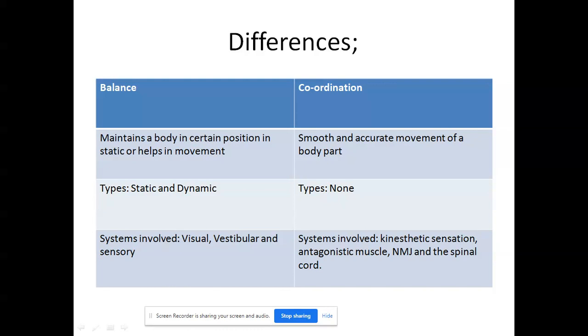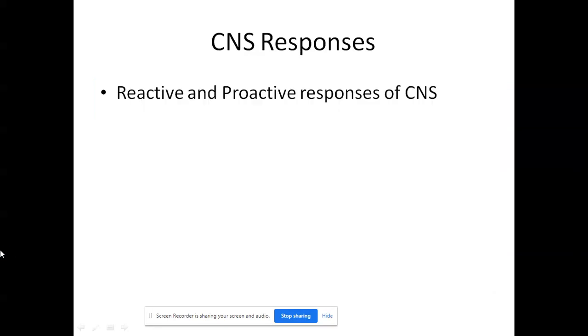The systems involved in order to maintain static or dynamic balance are visual, vestibular, and somatosensory. Sorry, it is not sensory, it is somatosensory. We already dealt with it in the last class. I'll still put up the link in the description box below. Coordination was a different video. You can go back to the videos and check if you want to learn more about coordination. Still, to differentiate from balance, the systems involved in coordination are kinesthetic sensation, antagonistic muscle, neuromuscular junction, and spinal cord.